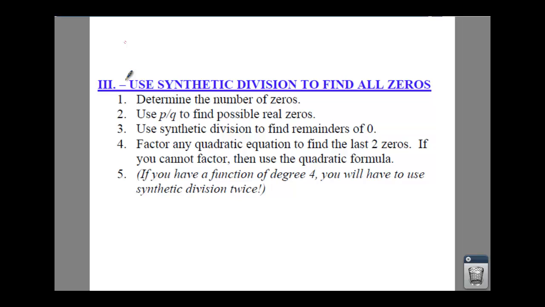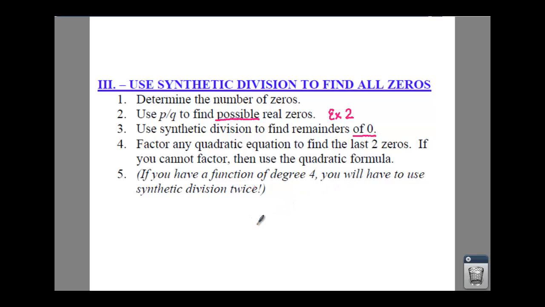So your first step is you want to determine your number of zeros. That is just by looking at your degree. Then we're going to do our P over Q, which is what we just did in example 2, to find out what our possible real zeros are. And then we're going to use synthetic division to find remainders of 0. Once you get a remainder of 0, that means you have a 0 as one of your answers. Anytime you can factor your quadratic equation to find your last two zeros, do that. If you can't factor, use your quadratic formula.